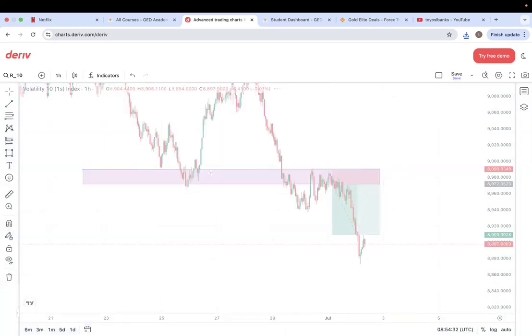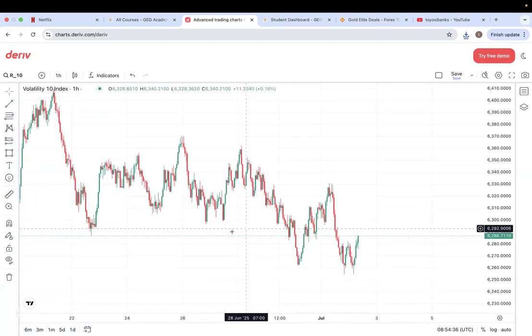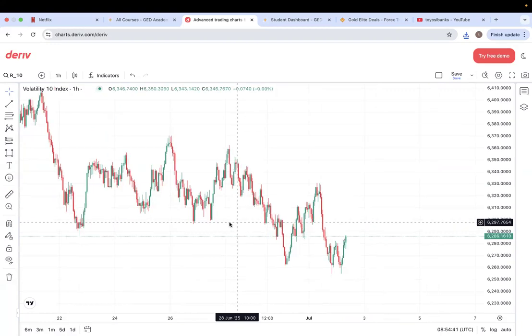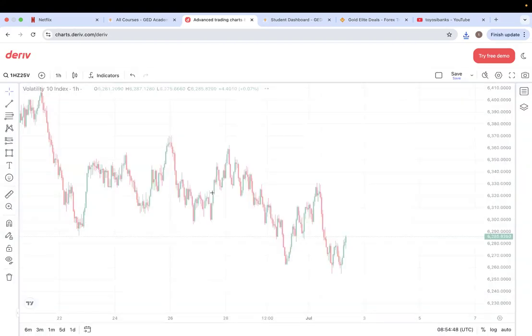So for the other pairs, what do we have for 10 index? I'm not quite comfortable with 10 index. What do we have for 25 1s?